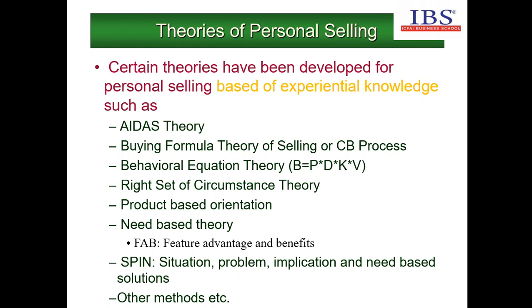Then comes the need-based orientation. As the theory suggests, first of all you need to capture the need of the customer, and then you can apply the FAB model on it. You can create a point of parity and point of differentiation specification chart for your customers, which is very comparative in nature, and then you can convince him through the advantages and benefits that he is going to get from the products and services.